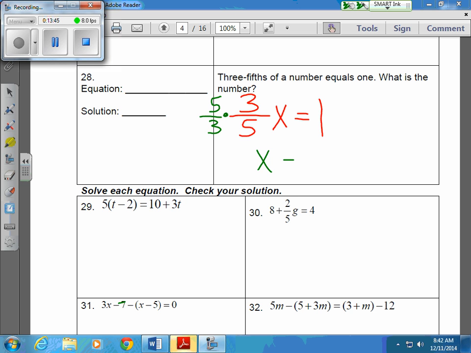So if we multiply by 5/3, we get 1x. But we can't just multiply the left side by 5/3 without doing the right side by 5/3. So 1 times 5/3 is 5/3. Remember something else from one day to the next. Very good.